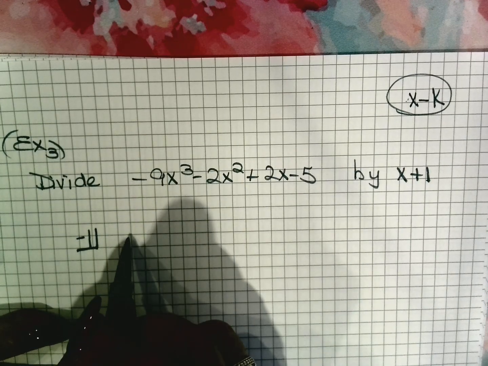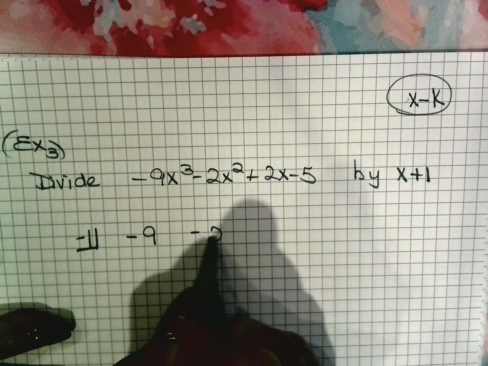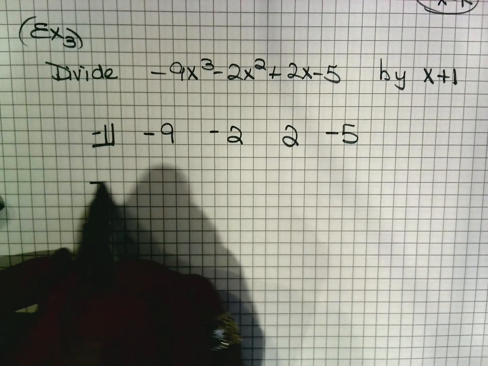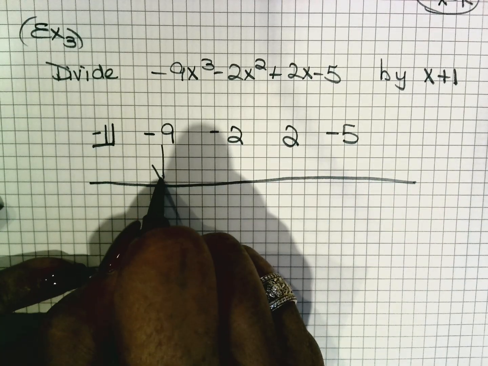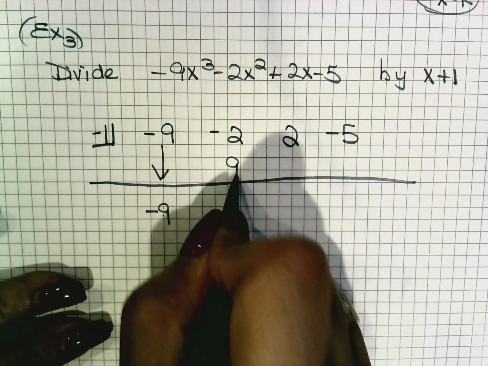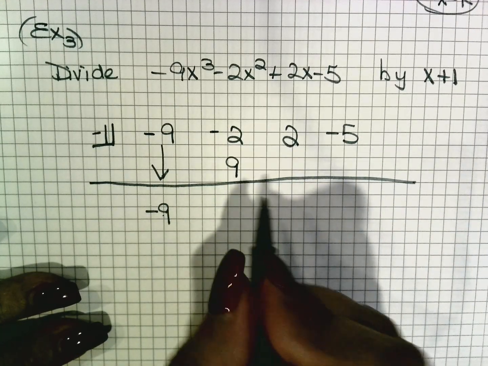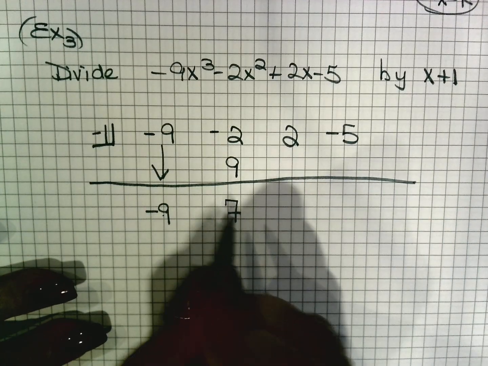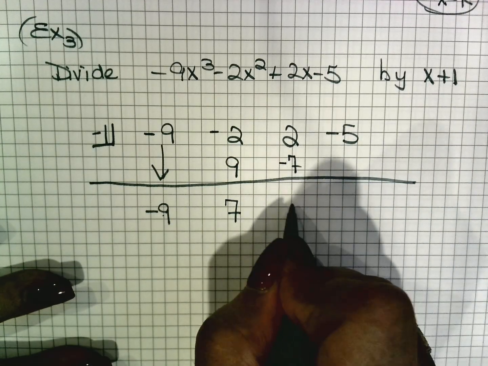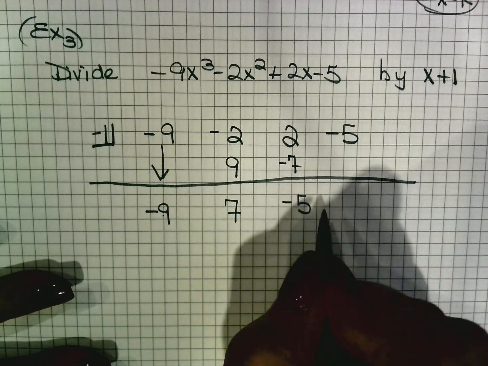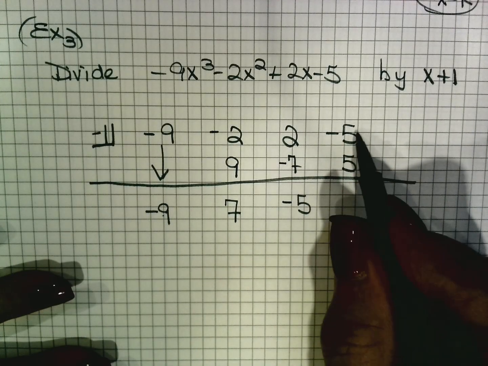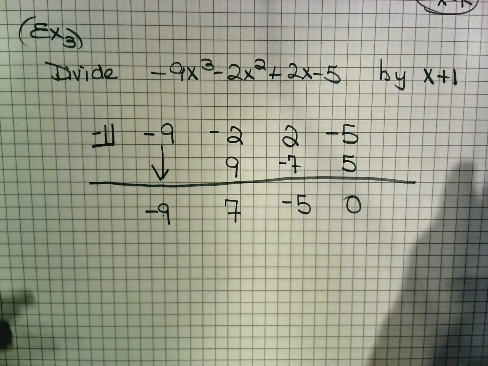So now we're going to just bring down the coefficient of each term, and we're ready to begin. So this guy goes straight down, -9 down here. -9 times -1, that's going to give us a +9. -2 plus 9, that's 7. 7 times -1, that's -7. 2 minus 7, that's -5. -5 times -1, that's +5. And -5 plus 5, that goes to 0.